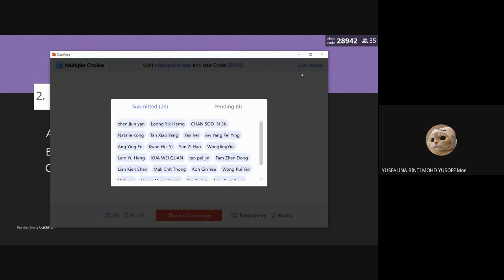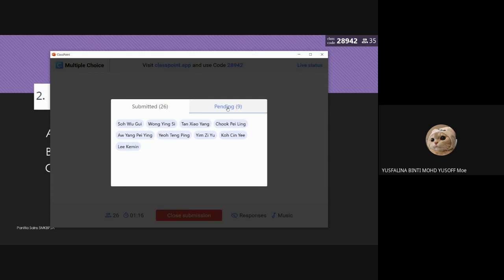So let's see who still didn't give. Wong Ying Si, Tan Zio Yang, Kim Ziyu, Lee Kimin. Ko Chin Yi. Kim Ziyu. Tan Zioyang. So how many types of radioactive radiation?